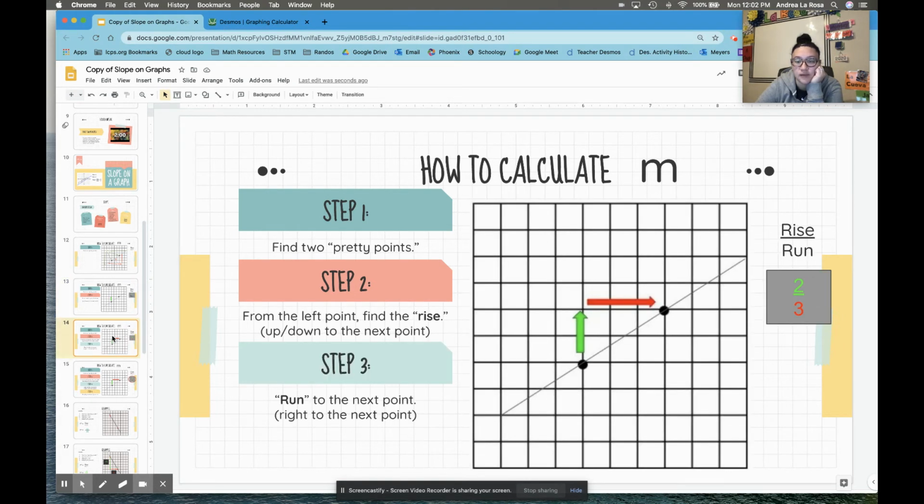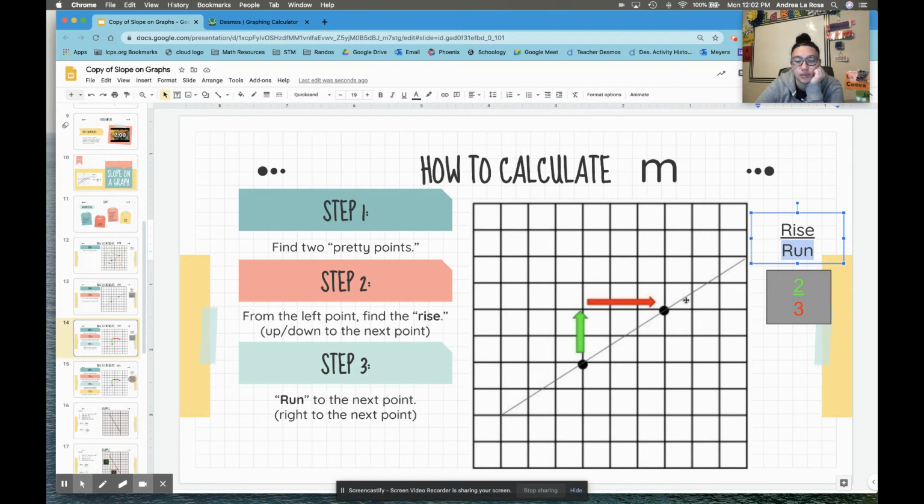Then I want to see how far I'm going to run. That's how far to the right I'm going to go. It's always going to be running to the right because that's how we read graphs. We read them from left to right. Remember the run? That's my bottom number.